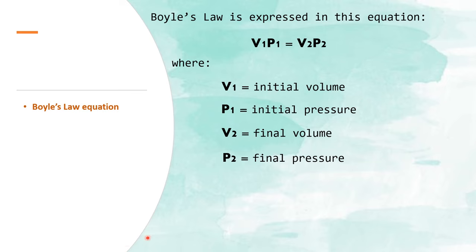Huwag kayong malilito, learners. Every time na makakita kayo na subscript na 1, ibig sabihin, it refers to the initial condition of the properties of gases. And then pag nakakita naman kayo ng subscript na 2, that signifies the final condition of the properties of gases. At yan ang Boyle's law equation.